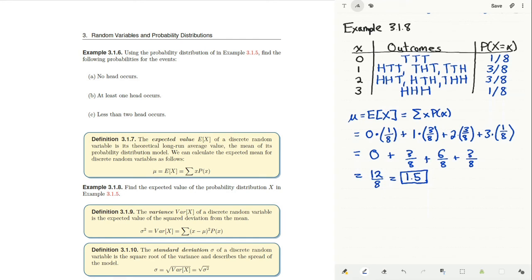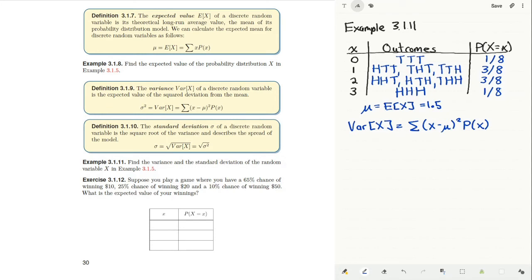Now we can define the variance of a discrete random variable to be the expected value of the squared deviation from the mean. And so the variance, which we denote by sigma squared, or var of x, is the sum of the squared deviations from the mean multiplied by its corresponding probability. And the standard deviation is the square root of the variance. So let's find the variance and the standard deviation of the random variable x for the 3 coin tosses example.